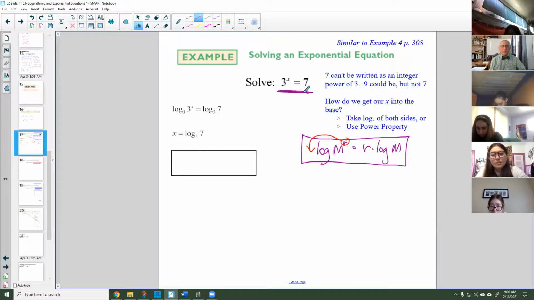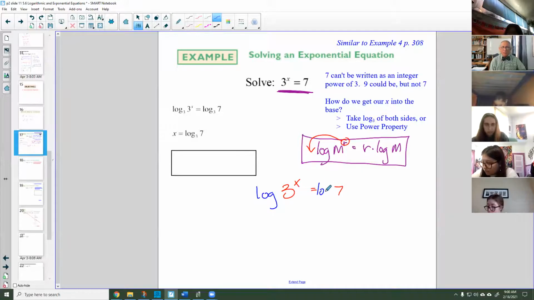So if I'm solving 3 to the x equals 7, I'm going to take a logarithm of both sides. Honestly, it doesn't matter what kind of logarithm you do: log base 3, log base 8, log base 10, ln, it doesn't make any difference. Any logarithm. What that turns this into is x times log 3 equals log 7.